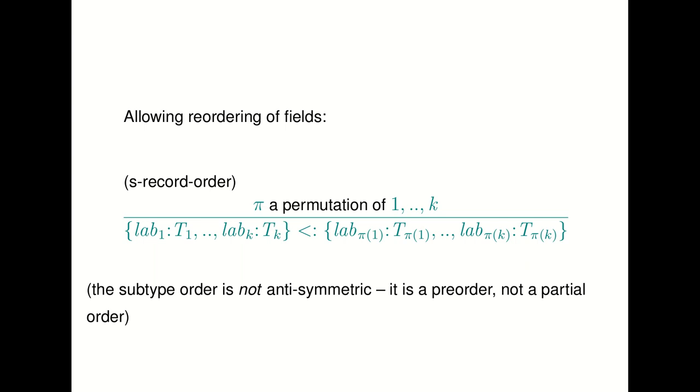And you can see this with the permutations here. So if we had three labels, P, Q, and R, we can have three different permutations, and they won't necessarily be equal. So we're allowed to rename things, and then this gives us an equivalence class of types, the mutual subtyping.